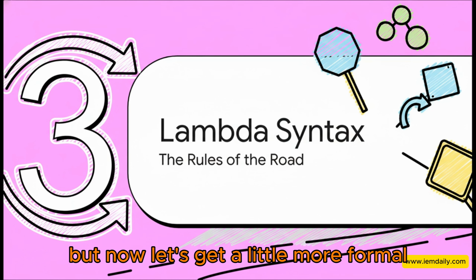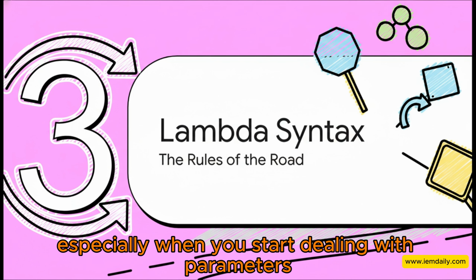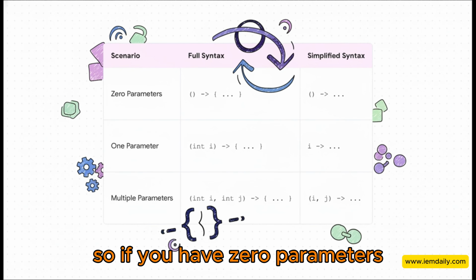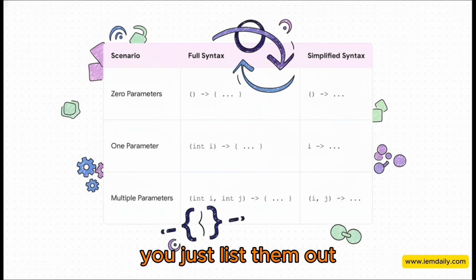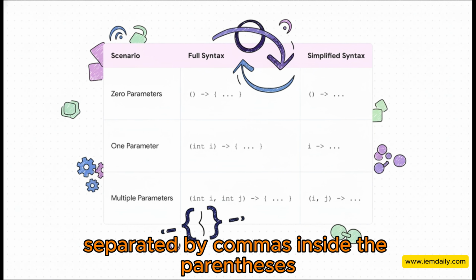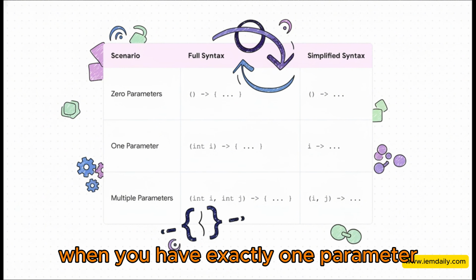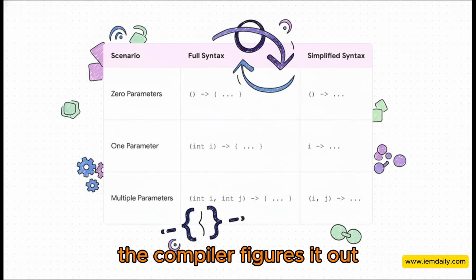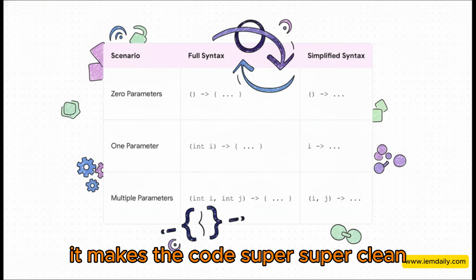Okay, so we've seen how it works with a simple example. But now let's get a little more formal and look at the actual syntax rules. This will help you know exactly what to do in different situations, especially when you start dealing with parameters. This table lays it all out really nicely. So if you have 0 parameters, you just use empty parentheses. Easy enough. If you have a bunch of parameters, you just list them out, separated by commas, inside the parentheses. But the really cool one is when you have exactly one parameter. In that special case, you can drop the type, the compiler figures it out, and you can even get rid of the parentheses altogether. It makes the code super, super clean.